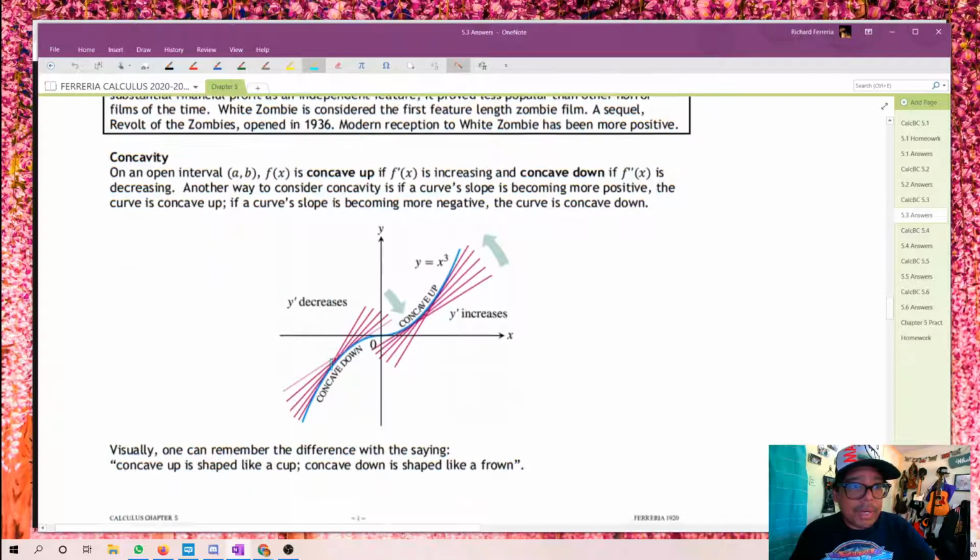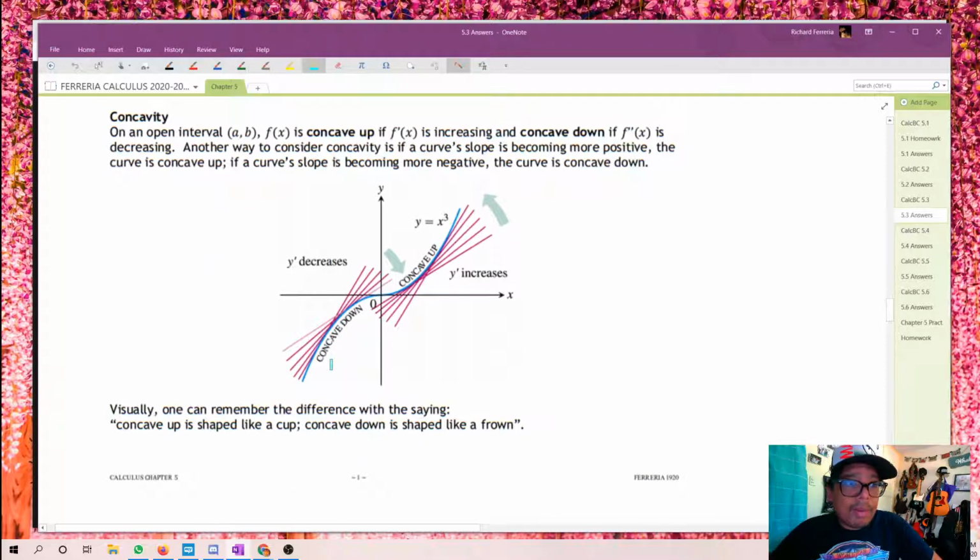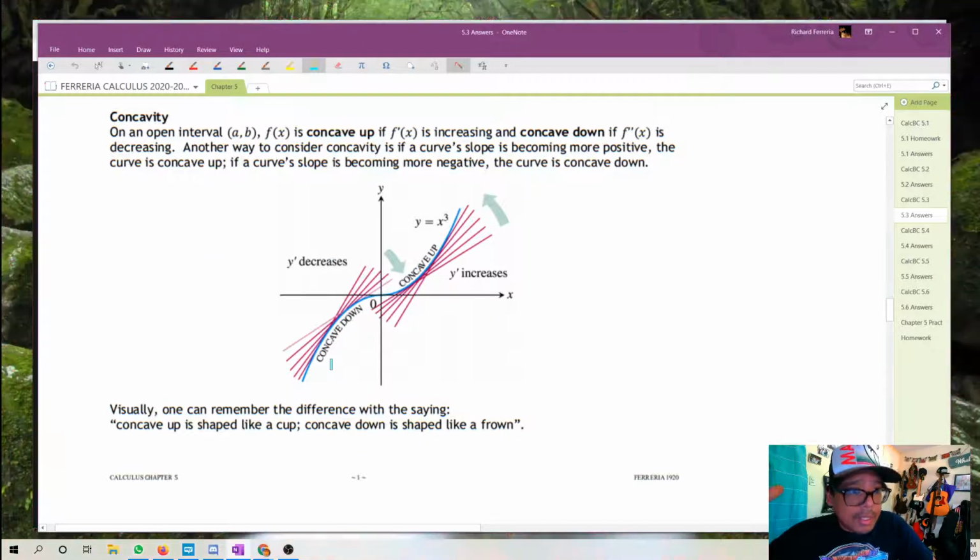And down over here we have a really popular saying, and that is concave up is going to be shaped like a cup, concave down is shaped like a frown. Should you ever need a mnemonic device to remember which is which, up like a cup and down like a frown is not the worst one you could go with.